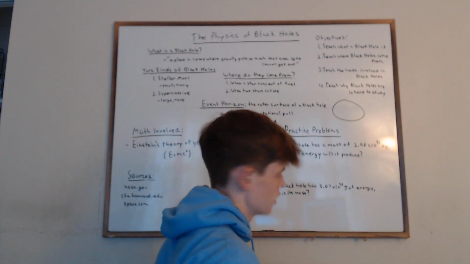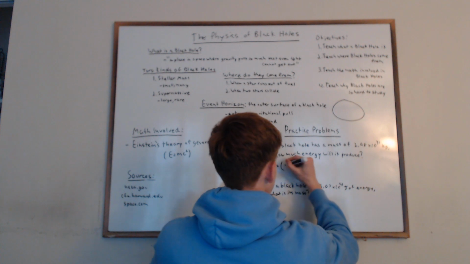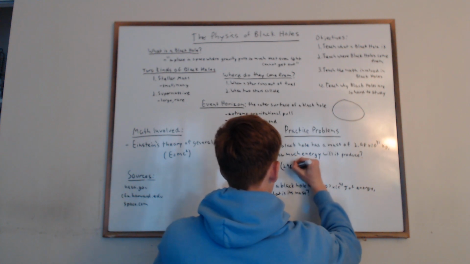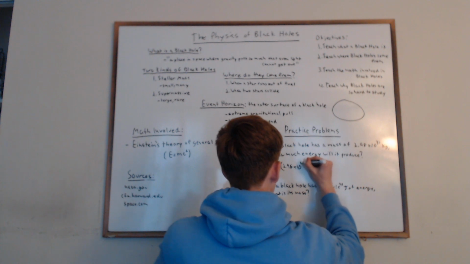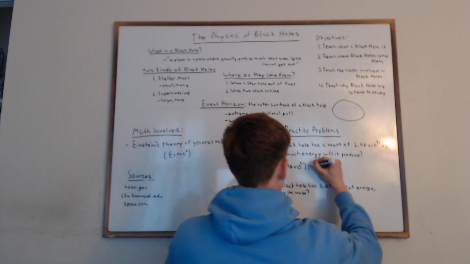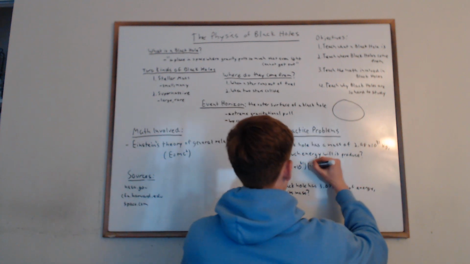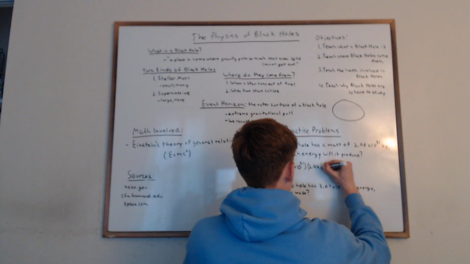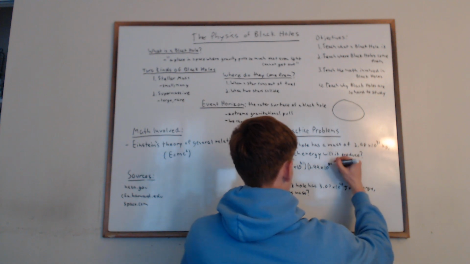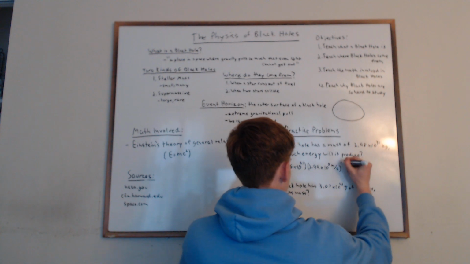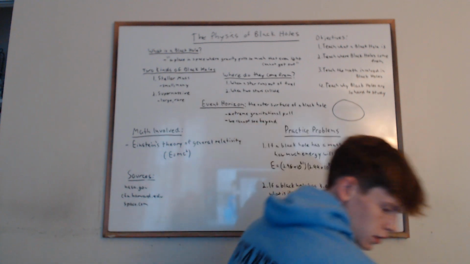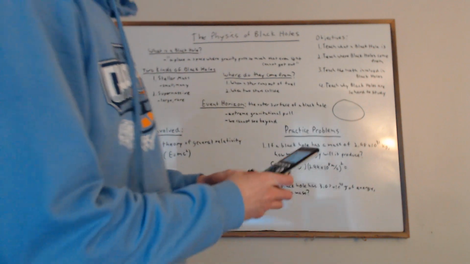E equals m c squared. The mass here is 2.98 times 10 to the 31, and then c is 2.99 times 10 to the 8th meters per second, and that's squared. And to enter that in your calculator, you will get 2.66 times 10 to the 48th joules.